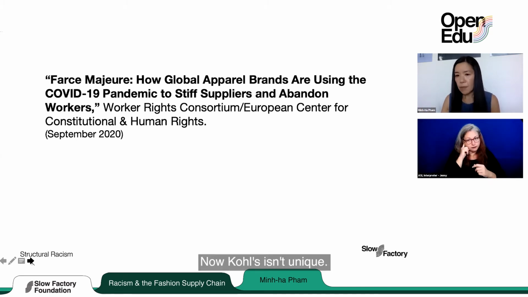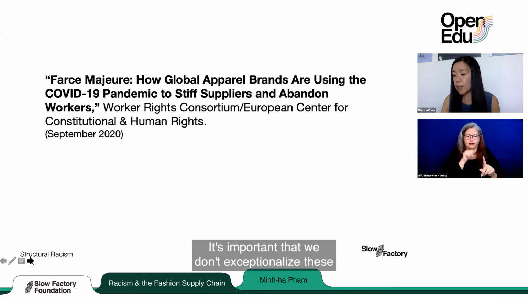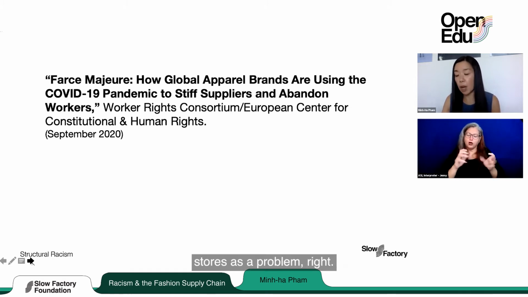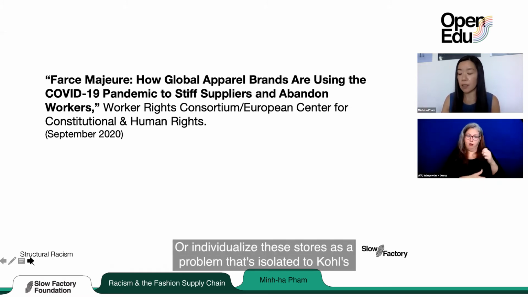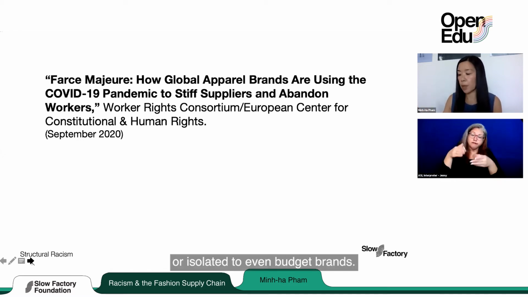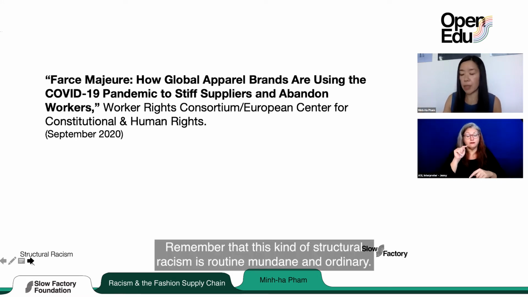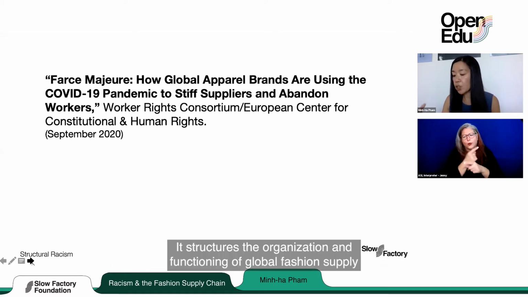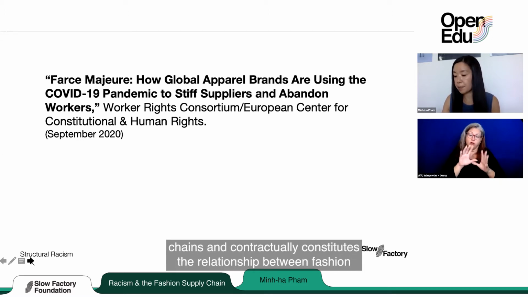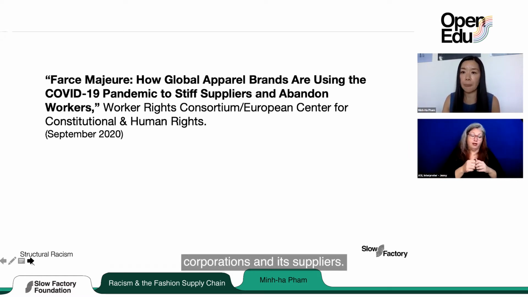Now, Kohls isn't unique. It's important that we don't exceptionalize these stories as a problem, right? Or individualize these stories as a problem that's isolated to Kohls or isolated to even budget brands. Remember that this kind of structural racism is routine, mundane, and ordinary. It structures the organization and functioning of global fashion supply chains and contractually constitutes the relationship between fashion corporations and its suppliers.